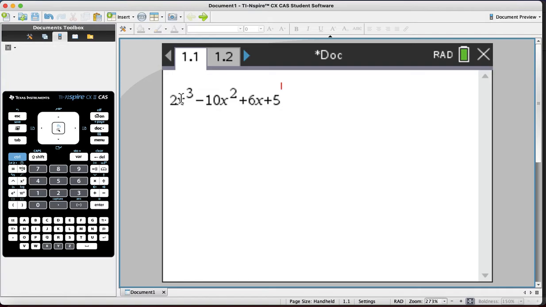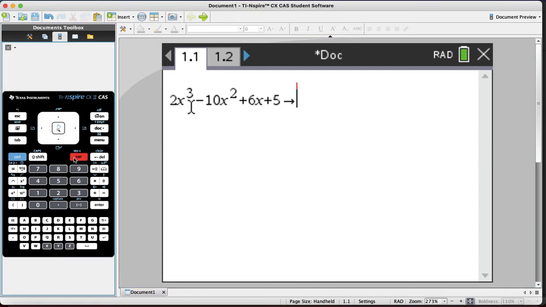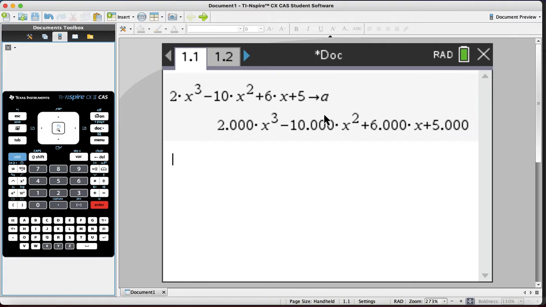Okay, so this is our function 2x cubed minus 10x squared plus 6x plus 5. Just because I don't want to have to type this in every time, I'm going to press Control Var to store it into a dummy variable. I'm just going to call it a. If I type in a, I immediately get the function we wrote.